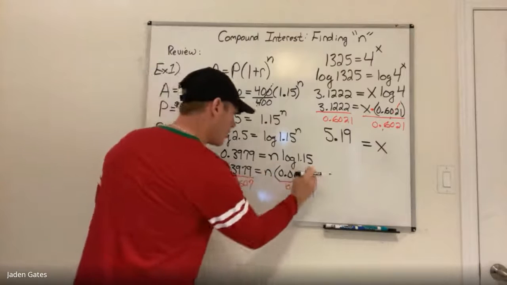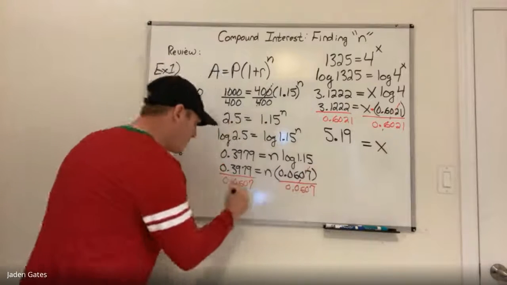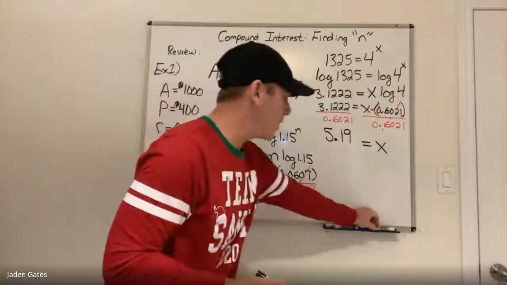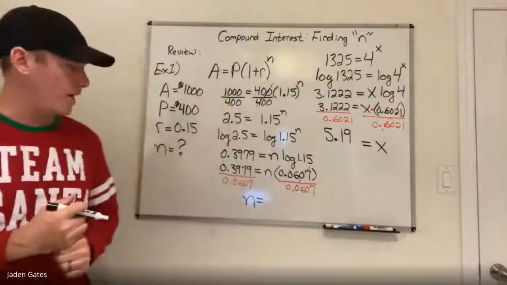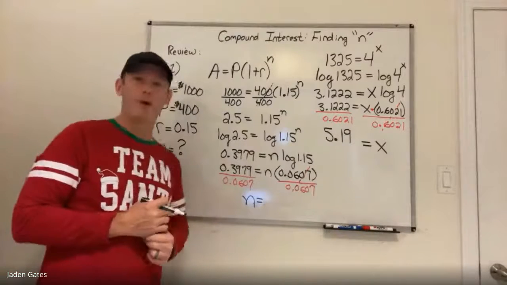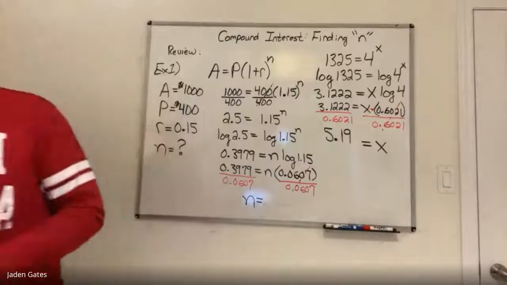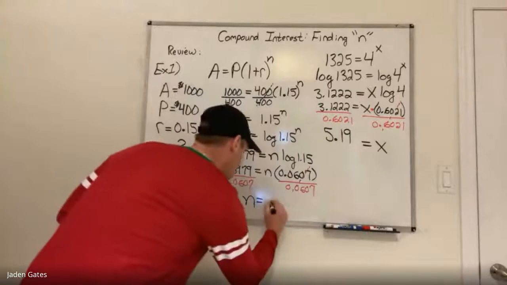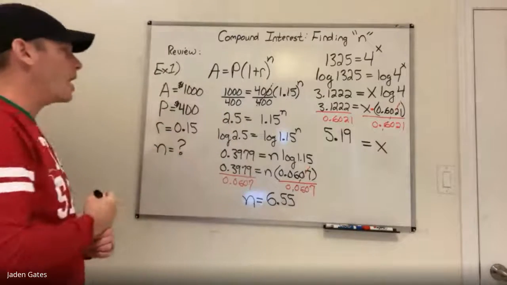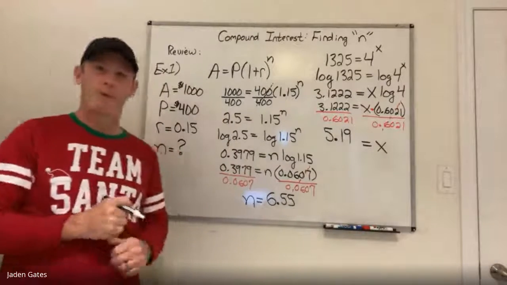All right, so those divide each other out. Now I get the number of times the interest is added. That's what our n value is all about. I'm going to explain how we're going to find the time on that. All right, so I take my 0.3979 and divide it by the 0.0607, and I'm going to get n is 6.55 times the interest is added. So it's kind of a decimal.